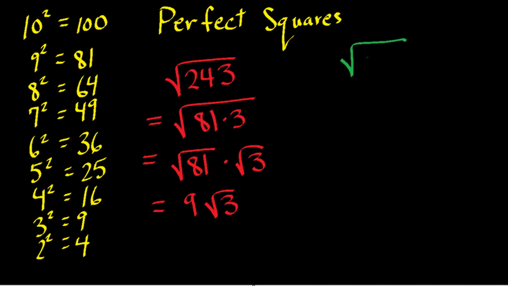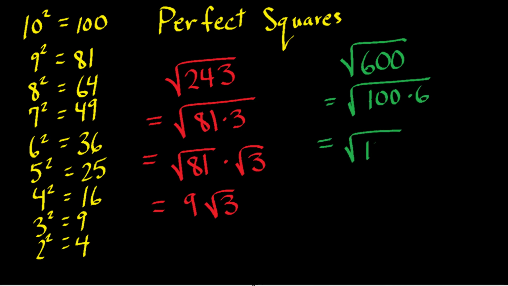Simplify square root of 600. Try this one on your own. Again, there are a few values from our list that divide into 600 evenly, but the largest of those is 100. Square root 600 can be written as 100 times 6, which can be written as square root of 100 times square root of 6, and square root of 100 is 10, so our final answer is 10 square root 6.